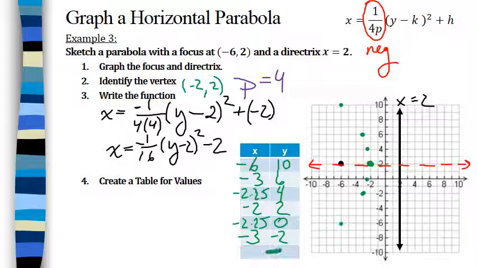If I put -6 in, I should get -6 out. So -6 minus 2 is -8 squared, 64 divided by 16, -4 minus 2 is -6. And so I can go ahead and graph that parabola just like this.